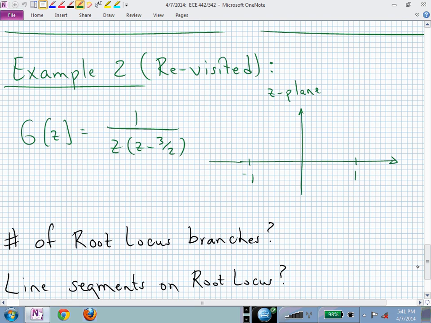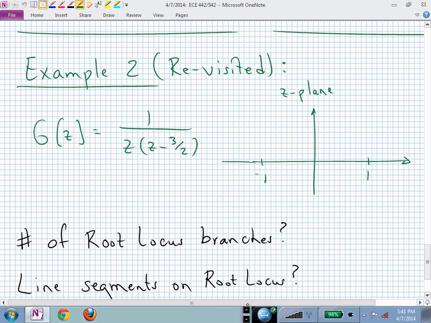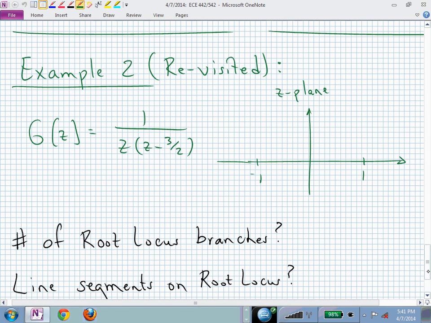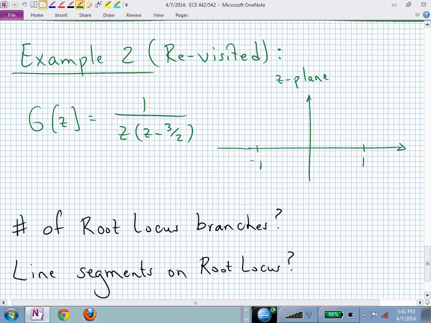Now, let's get into applying this. Example 2 revisited. This is where I think we stopped last time. For this particular plant, G of Z, with proportional control, so this is all I have for G bar. G bar is actually G in this example. What's the number of root locus branches for this root locus? So we have 2 open loop poles, better be 2 branches. So we have 2 branches of the root locus.